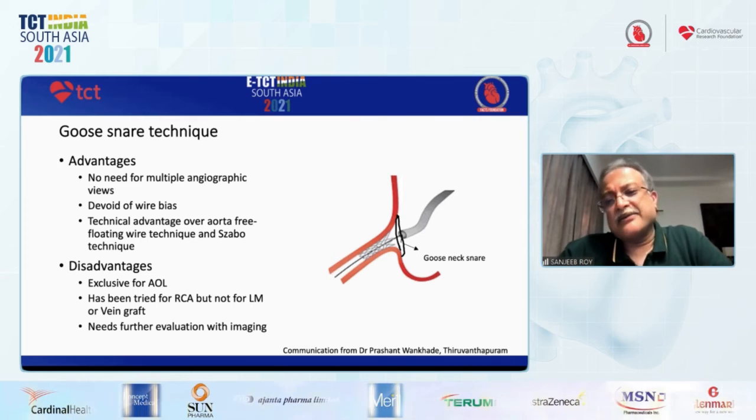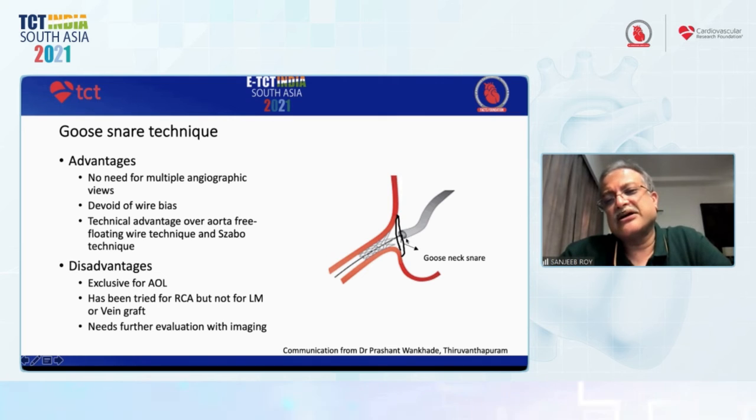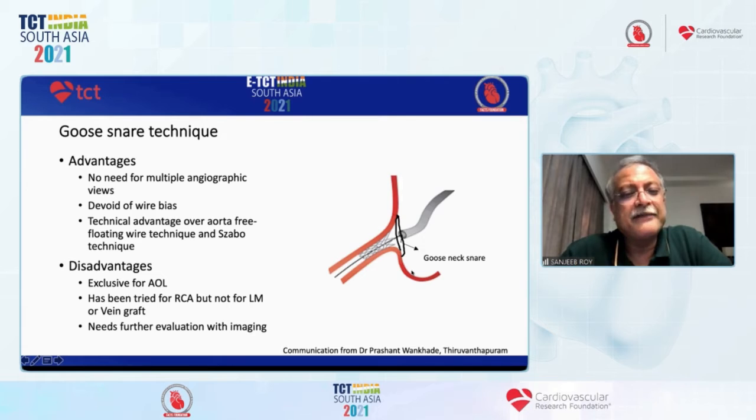Another technique can be, instead of a buddy wire, you can have just a goose snare. Again, doing that, you need not inject the contrast. The goose snare will give you the profile where the ostia is sitting.